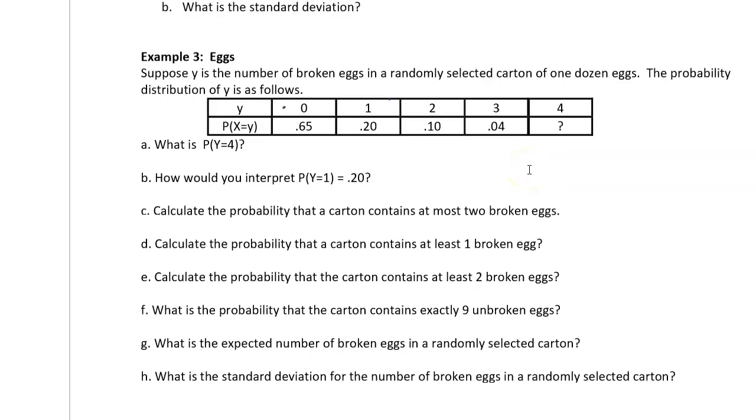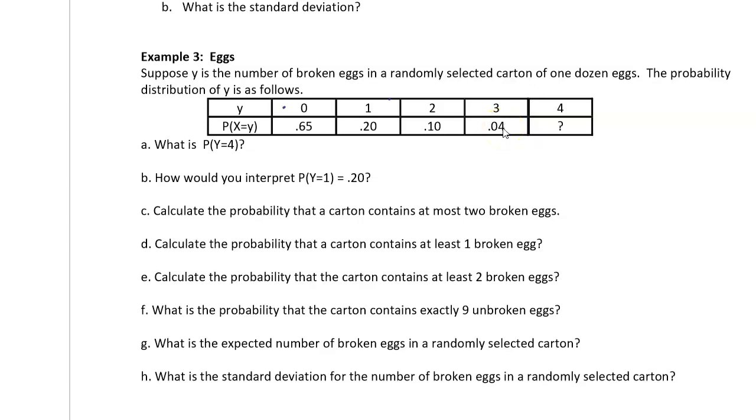Okay, so number 3 on our outline is about broken eggs in a randomly selected carton of 1 dozen eggs. So first of all, let's explain what all this means. This would mean that the probability of me getting 0 broken eggs is 0.65 or 65%. Of 1 broken egg is 0.20 or 20%. Of 2 broken eggs is 0.10 or 10%. And the probability of getting 3 broken eggs is 4%, 0.04.